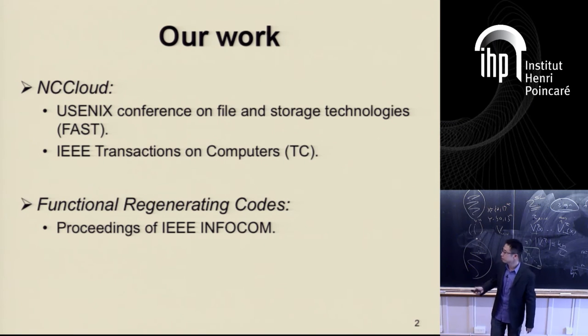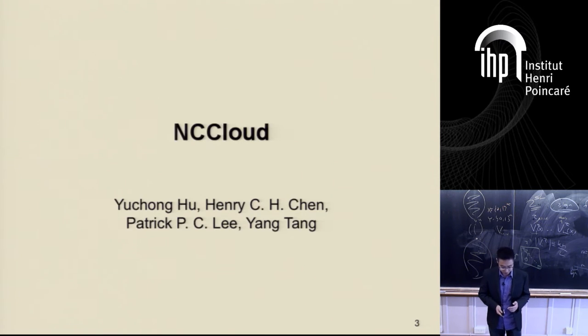Okay, and in this talk, there will be two parts about our work. The first part is NC Cloud. NC Cloud is the first work to implement network coding in a multiple cloud storage system. And the second part is the functional regenerating codes. And this family of codes is especially designed for the NC Cloud. Okay. Let me introduce the first part, NC Cloud.